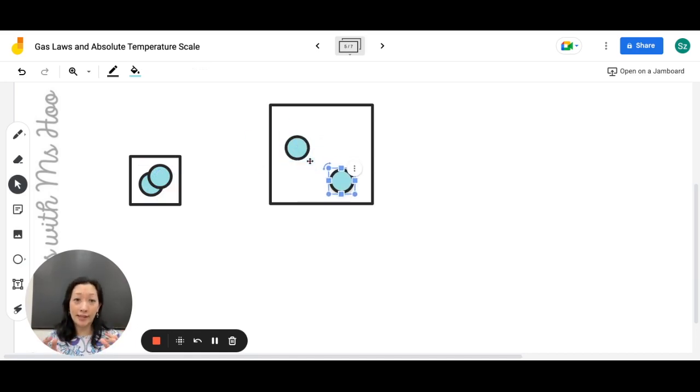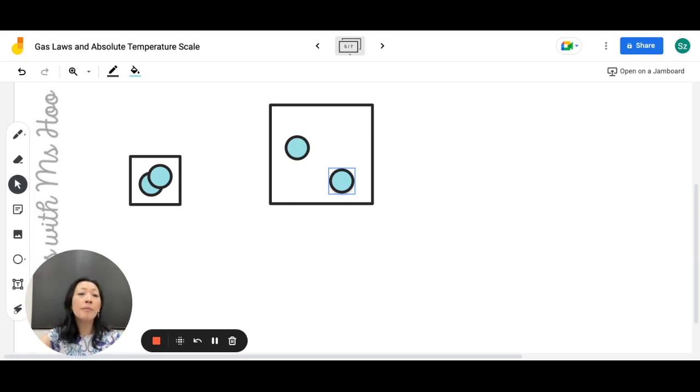This time the temperature is the same. So when the temperature is the same, that means that the average speed at which the particles are moving is constant, the same. So whether it's a small container or a large container, the speed of the particles is exactly the same. So in the first box, the container is much, much smaller. Imagine, similar to the second gas law just now, this is a balloon or a container which can expand or shrink.